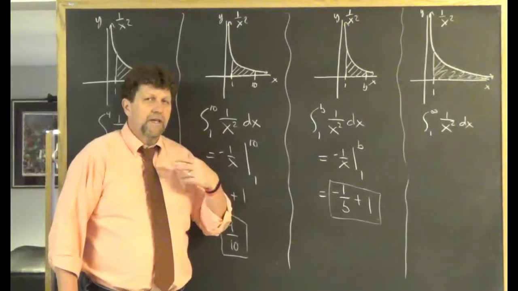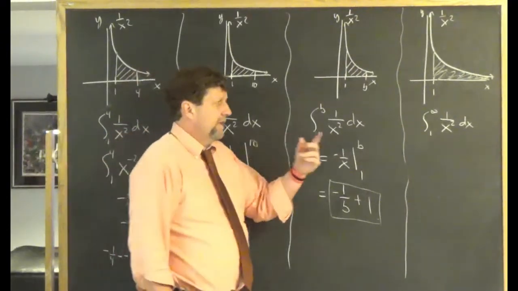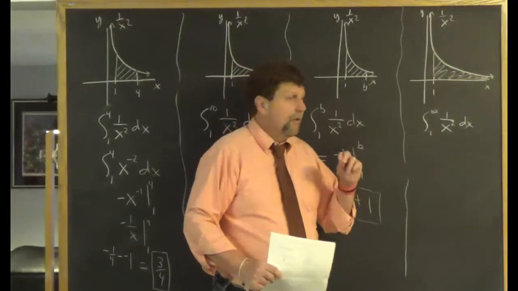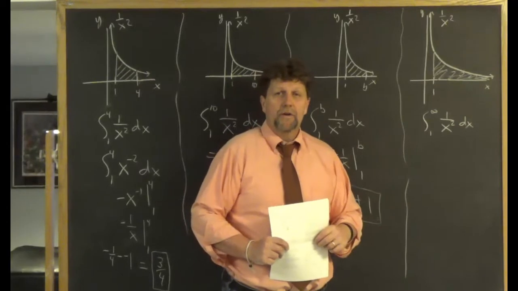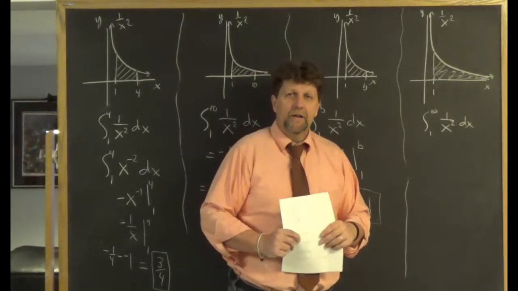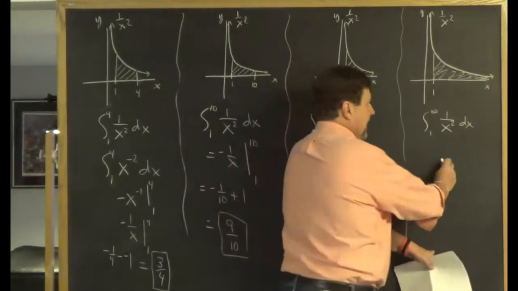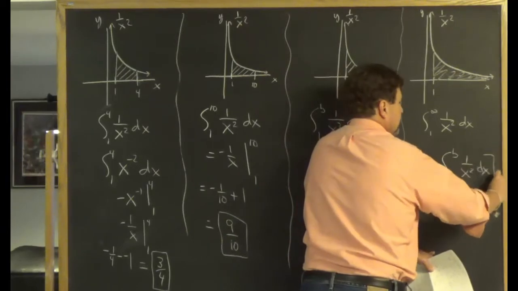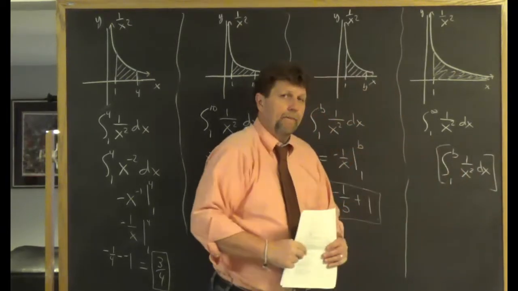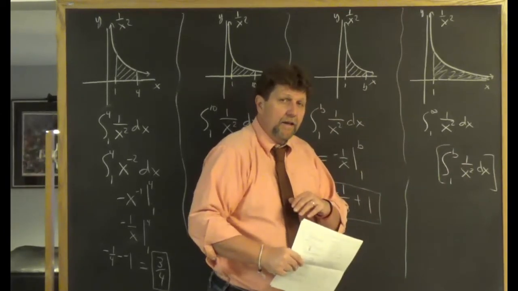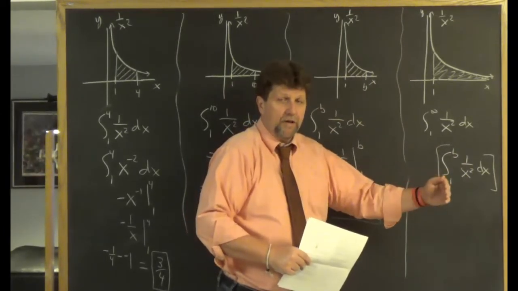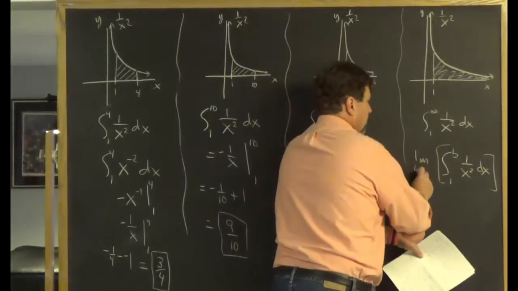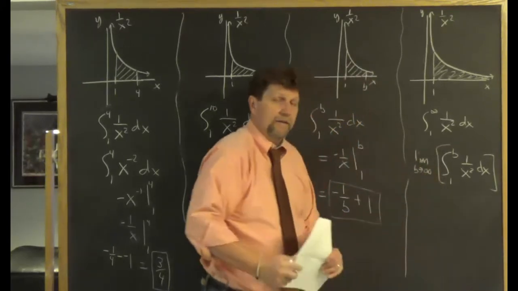I think I'm starting to see the process on how to attack this improper integral. First off, I can't do it. I can't do this improper integral. That's okay to say I can't do it. What I can do is integrate from 1 to b, 1 over x squared dx, and then let b get incredibly large. Let b approach infinity.